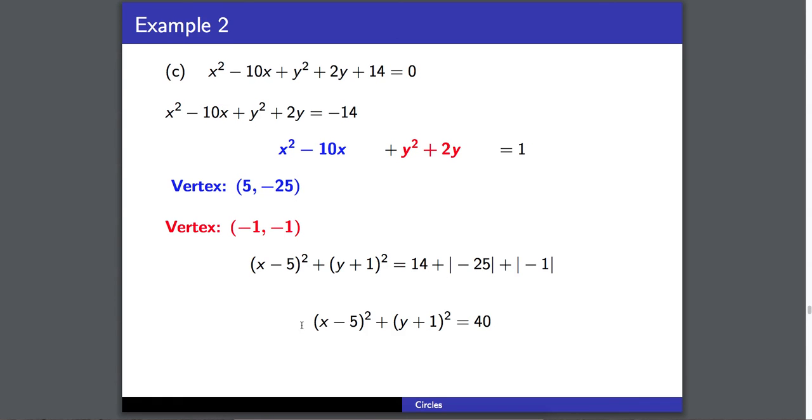So our circle's equation in standard form is (x - 5)² + (y + 1)² = 40. And the center is at (5, -1). The square root of 40 is the square root of 4 times the square root of 10, which is 2 times the square root of 10 for our radius.